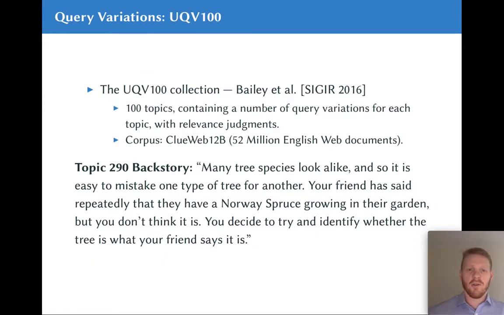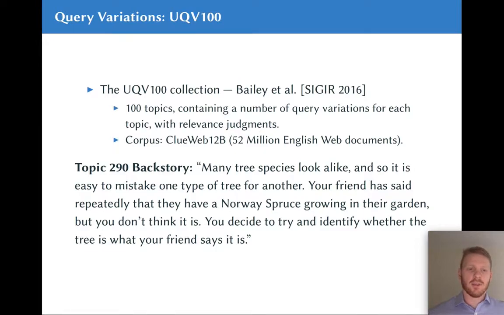In this work, we're looking at the UQV100 collection from Bailey et al. in SIGIR 2016. This collection contains 100 topics, and each topic has a number of query variations, including relevance judgments, over the ClueWeb12B corpus, which is 52 million English web documents. These user query variations, or UQVs, were collected by showing crowd workers backstories and asking them to submit queries that they thought would help them with this information need.